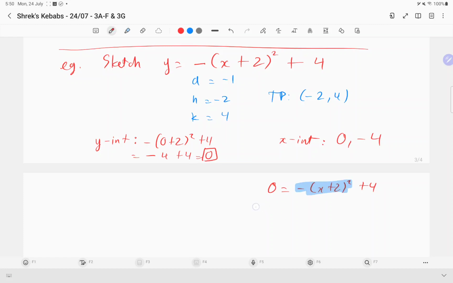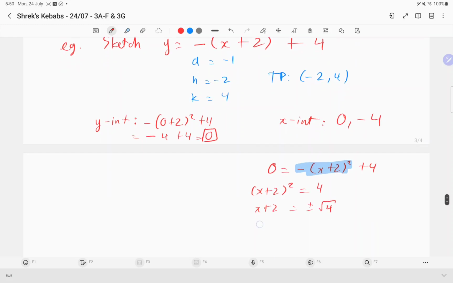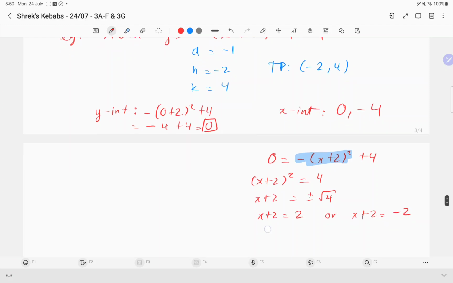Because when you move the negative term to the other side, it turns into positive. So x plus 2 squared equals 4, which means x plus 2 equals plus or minus the square root of 4. When you have squared, there are two answers, so x plus 2 equals positive 2 or x plus 2 equals negative 2. Then when you move the 2 over, x would be 0 or x would be minus 4.